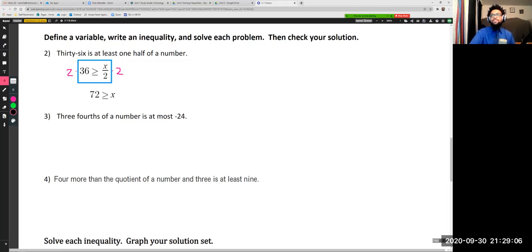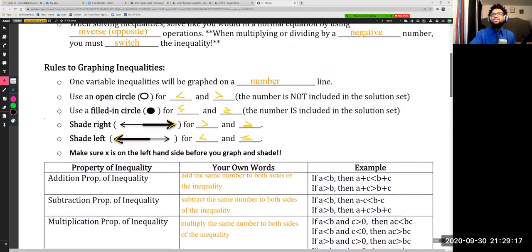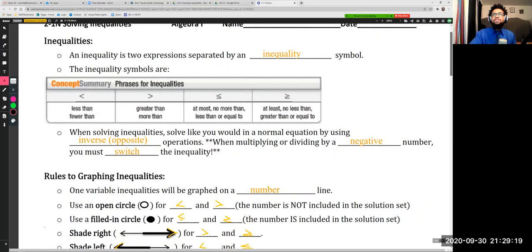So let's look at number 3. 3 says 3/4 of a number is at most 24. At most 24. So let's look above and see what our at most says, which one that's going to be. At most is going to be a less than or equal to.